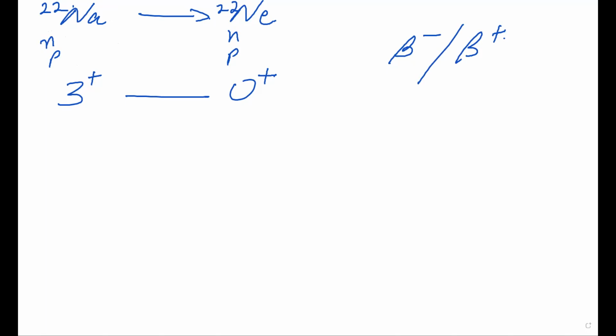Ma'am, number of protons in sodium is 11. And number of neutrons are the same. Okay. And number of protons in neon is 10. And the number of neutrons is 12. Okay, so we can complete this by writing this is 11, 11. And this, ma'am, it should be beta positive.